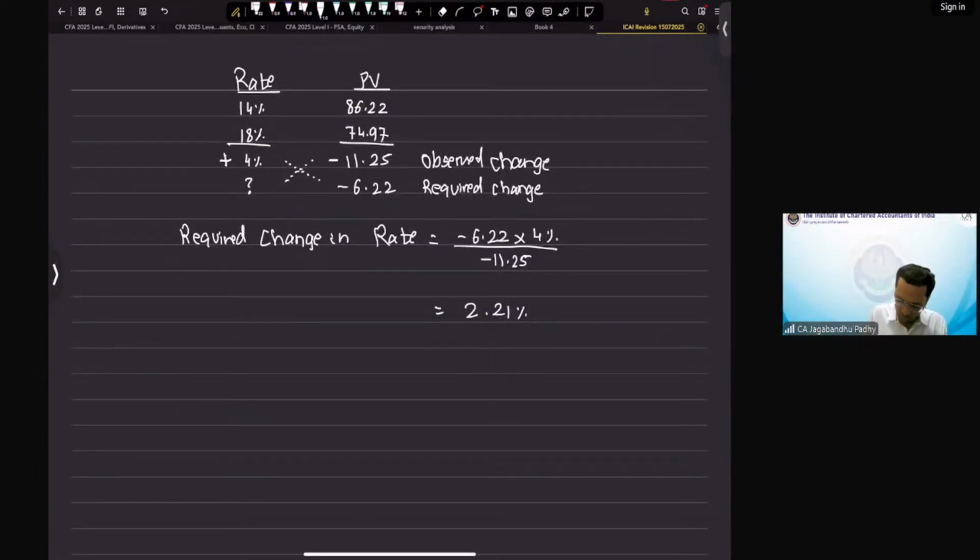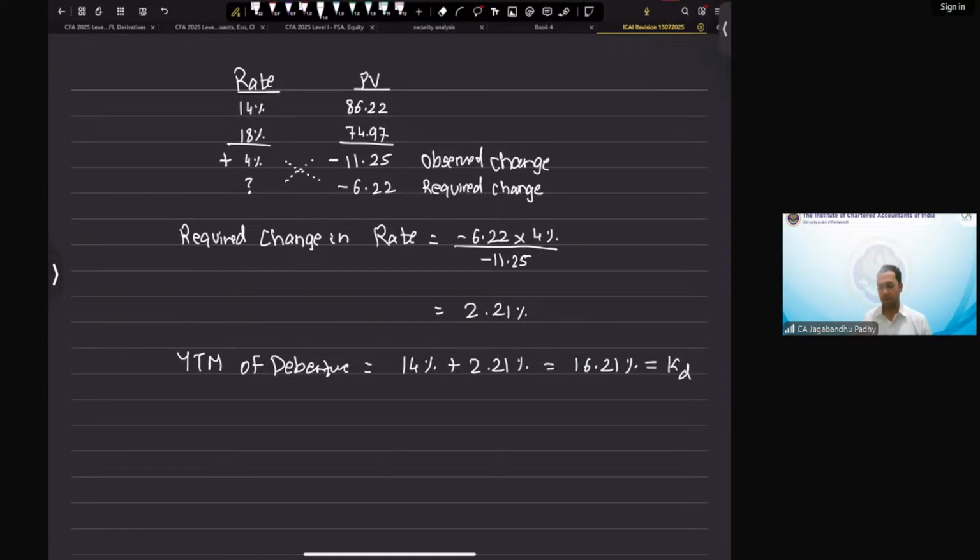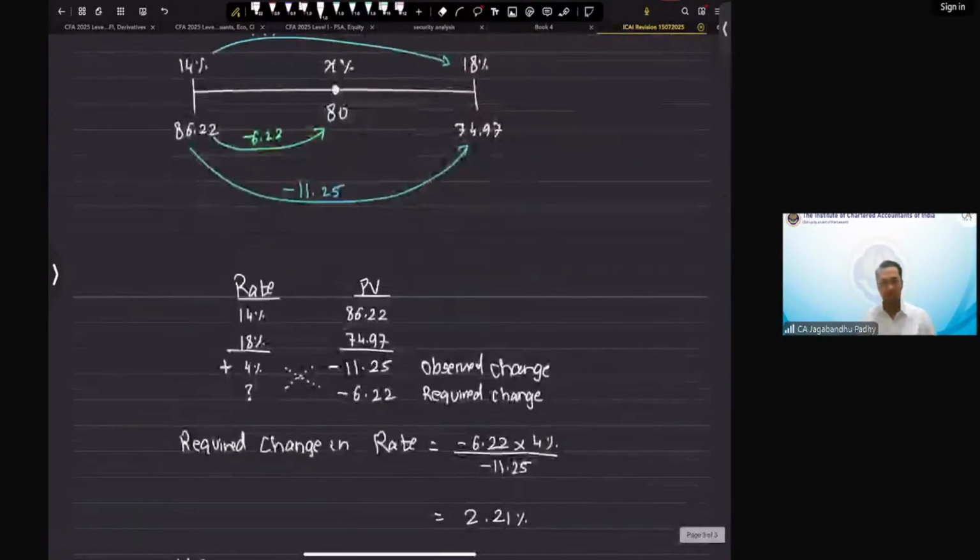So what is the YTM, or yield to maturity, of the debenture? This was 14% plus 2.21%. Because going from 14% to 18% is not the change we wanted. We wanted a change of just 2.21. Therefore, this is going to be 16.21%. And that's exactly what we want as the cost of debenture. So cost of debenture is 16.21%.